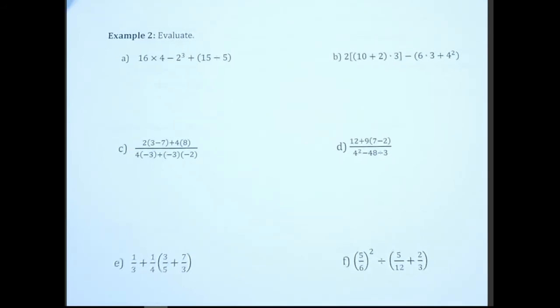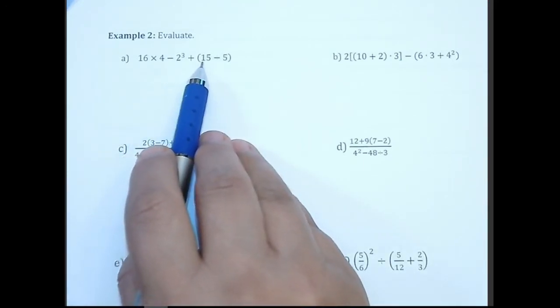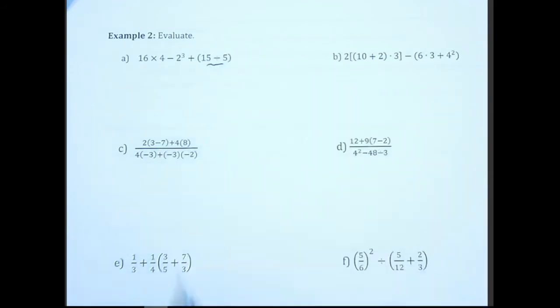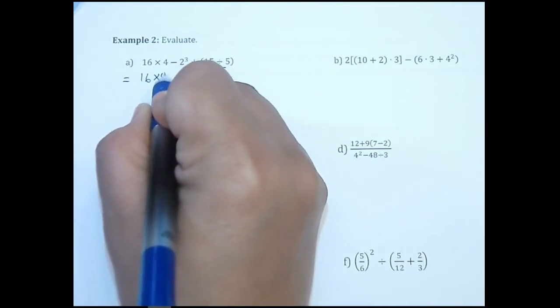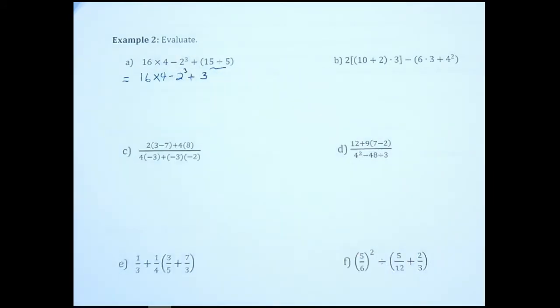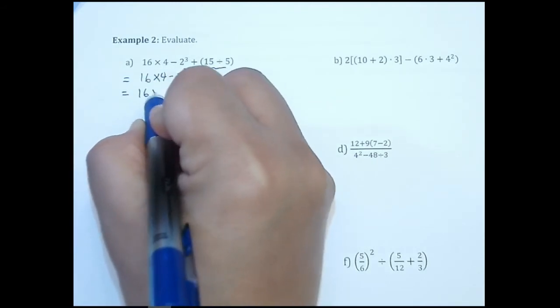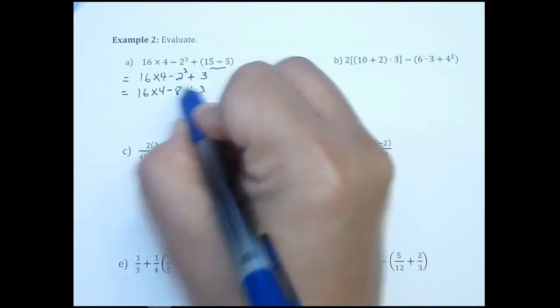So this time the instructions are to evaluate, and so we will follow the same order of operations. So here we have 16 times 4 minus 2 cubed plus 15 divided by 5. So first I'm going to take care of the parentheses. So we have 16 times 4 minus 2 cubed plus 15 divided by 5 is 3. Then we want to take care of any exponents. 2 cubed is 2 times 2 times 2, which is going to give us 8 plus 3.